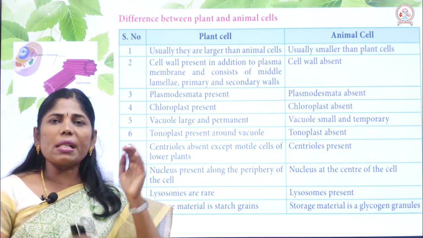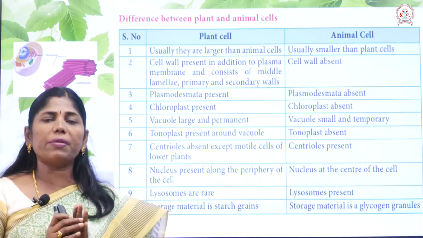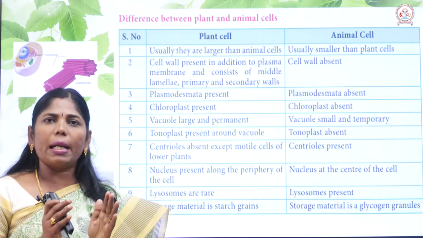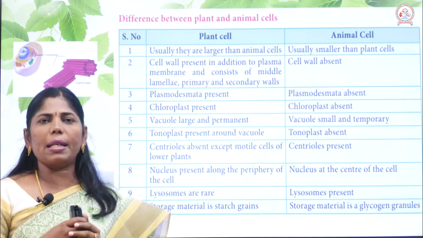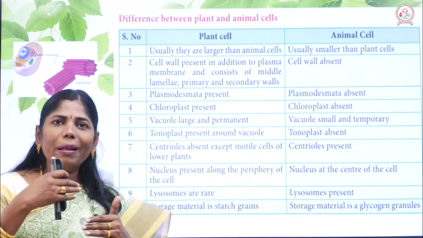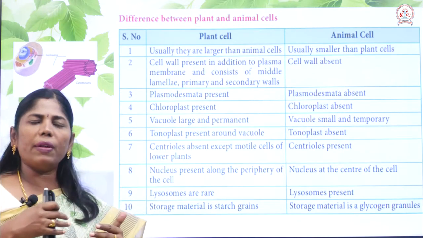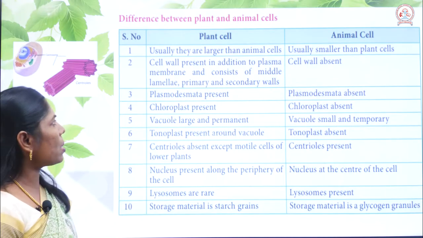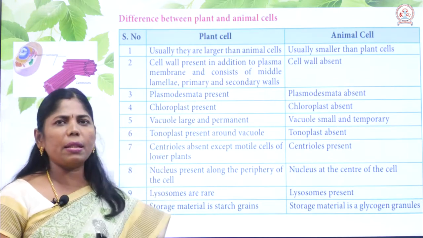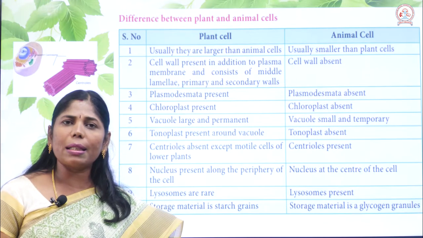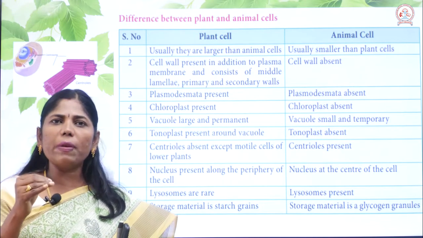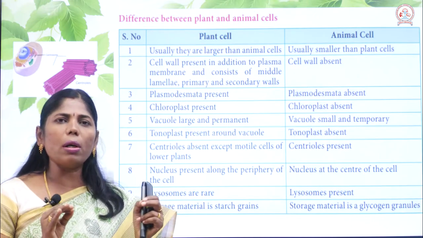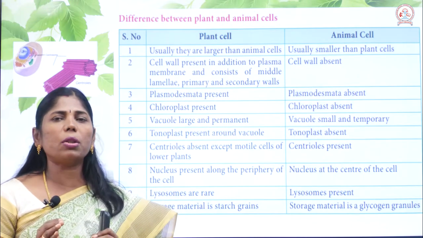Here the cell wall is differentiated into 3 layers. The first layer is a primary wall, and secondary wall, and middle lamellae is there. The middle lamellae is a middle layer. On either side we can see the primary wall and secondary wall. And next one, plasmodesmata is present. Plasmodesmata is nothing but a small wire between the two cells. So all the cells are interconnected to each other.